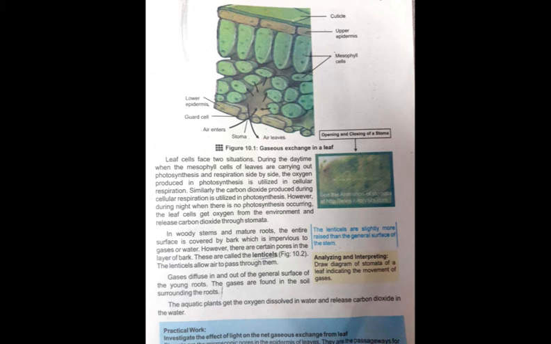Now the question is, how does gaseous exchange occur in aquatic plants, basically the plants that are present in water? You know that water consists of hydrogen and oxygen. You know that the formula of water is H2O. So the aquatic plants get the oxygen that is dissolved in water, and then they release carbon dioxide into the water. Similarly, gases diffuse in and out of the general surface of the young roots. The gases are found in the soil surrounding the roots.